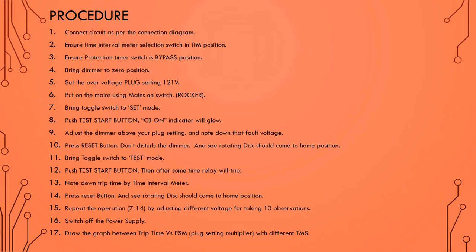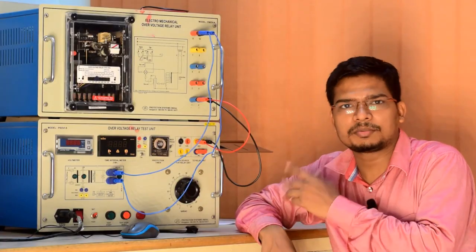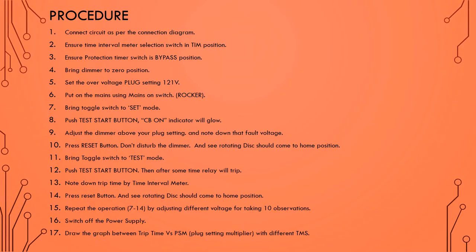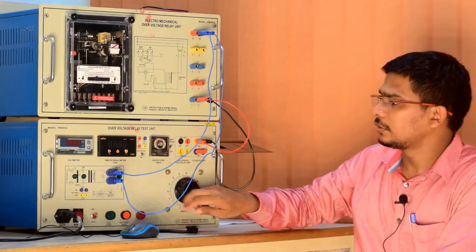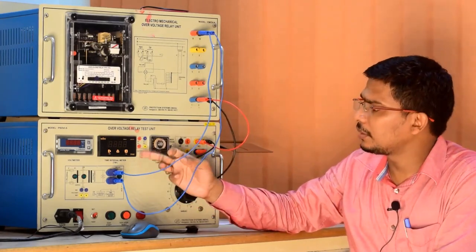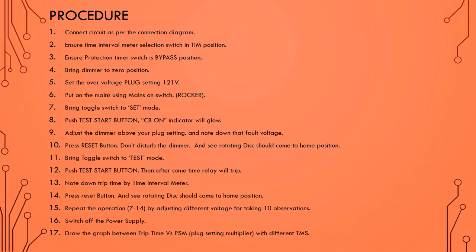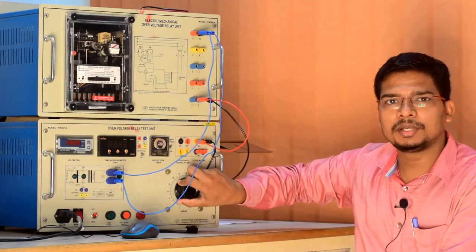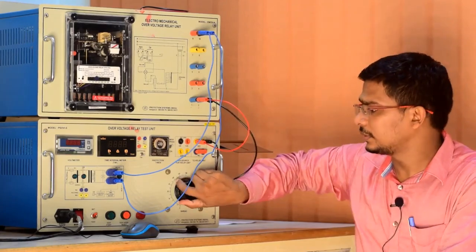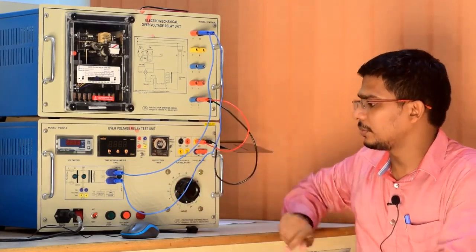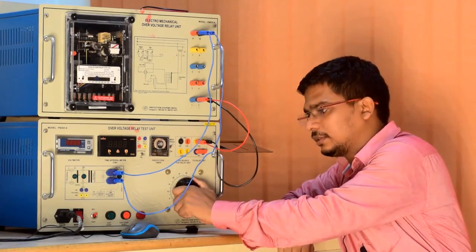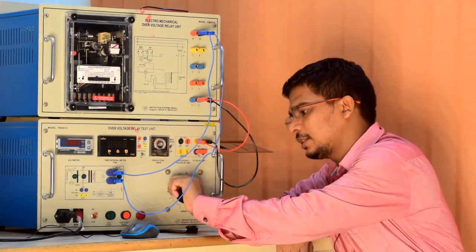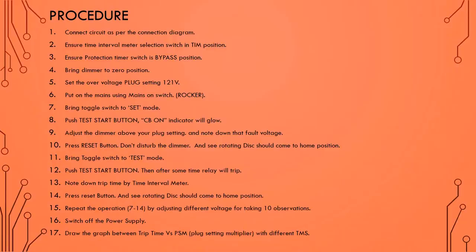So in the procedure, first is connect the circuit as per the circuit diagram. So as you have connected the circuit as per the circuit diagram. Next, ensure the time interval meter selection switch in team position. So as you can see here, time interval meter in team position. Next, bring dimmer to 0 position. So this is the dimmer, and we have made this one to be 0. When you are trying to rotate in anti-clockwise, it's not rotating, means this is 0.